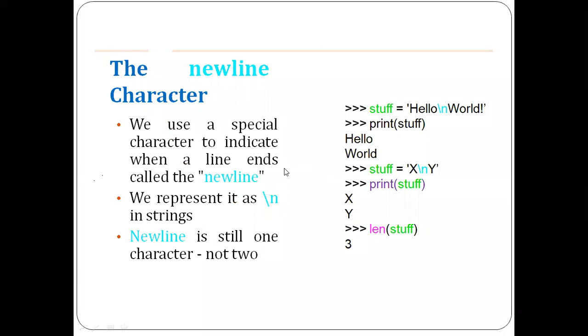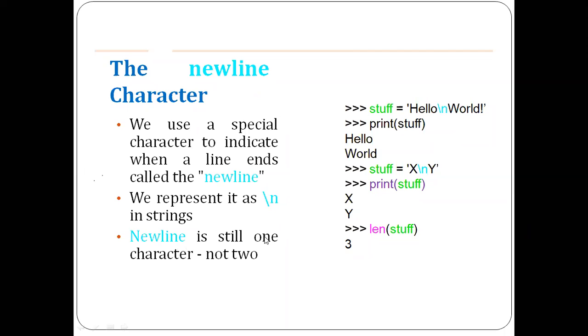For every line, we know that there is something called a newline. At the end of every line we have something called the newline character, also called an escape sequence. We use a special character to indicate when a line ends, called the newline character, which is marked with a backslash n. It marks the end of the current line. We represent it as backslash n in strings.